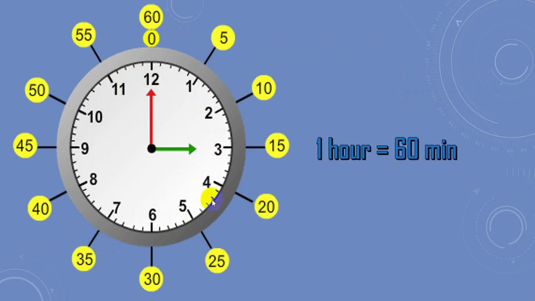Now take a look at this clock. As you can see, the smaller lines here represent minutes, whereas the digits represent hours.